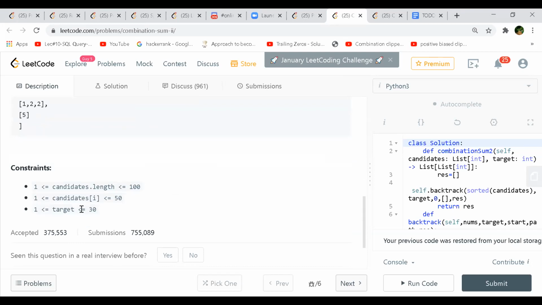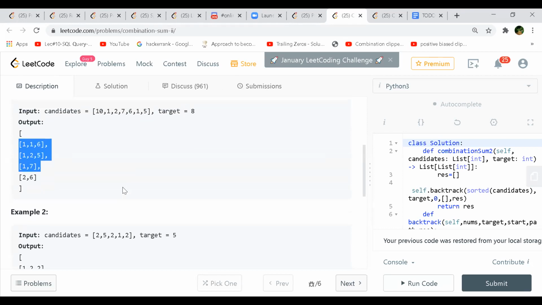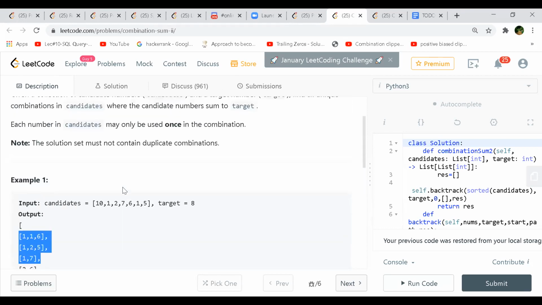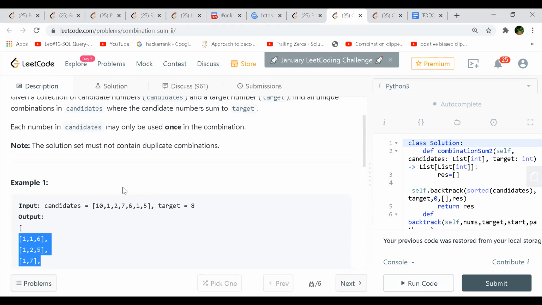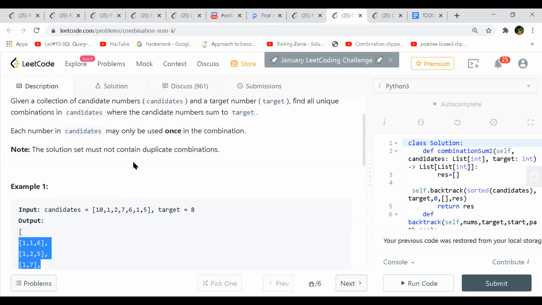So what should we put here? We had a similar problem earlier, combination sum one, right? What is the difference between both of them? Duplicates are not allowed, and secondly, you can use a number any number of times in the previous one, whereas here you can use a number only once. If you have to get 8, you can use 2 four times in the previous one, but here you can't use 2 four times. It has to be only one.